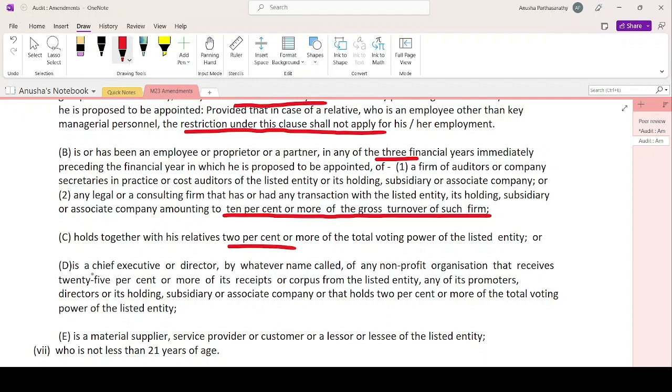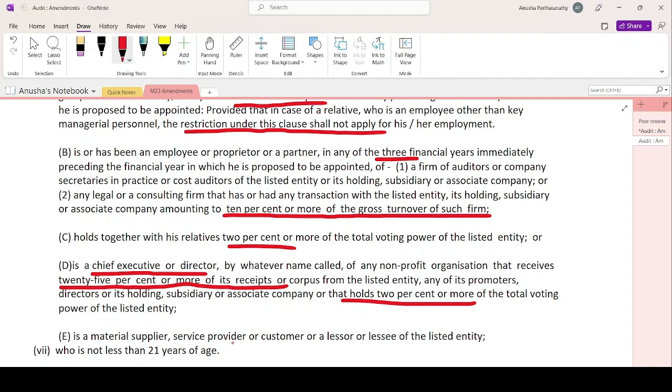Is a chief executive or a director, by whatever name called, of a non-profit organization that receives 25% or more of its receipts or corpus from the listed entity or any of its promoters, holding or associate company, or that holds 2% or more of the total voting power of the listed entity. If I, being a non-profit organization, receive 25% or more of the corpus or the receipts from this particular listed entity or its associates or its related parties, or I have invested 2% or more of the total voting power of the listed entity, and I am the chief executive or director there in both, then I could not be an independent director.